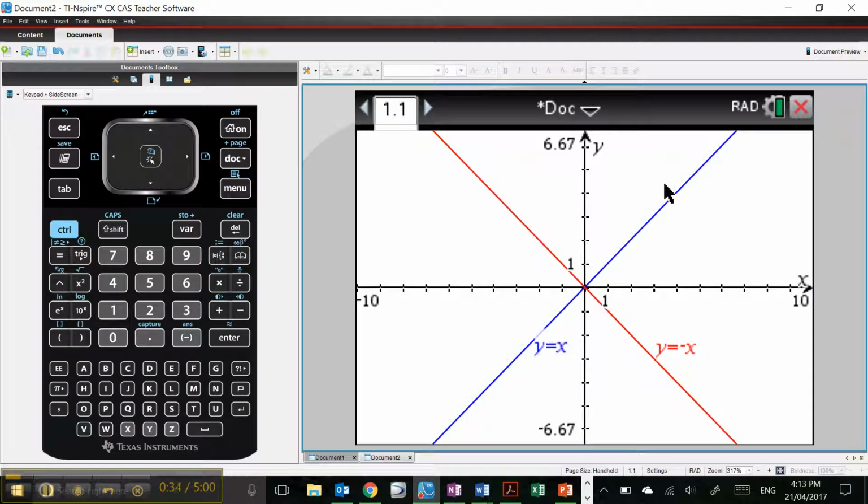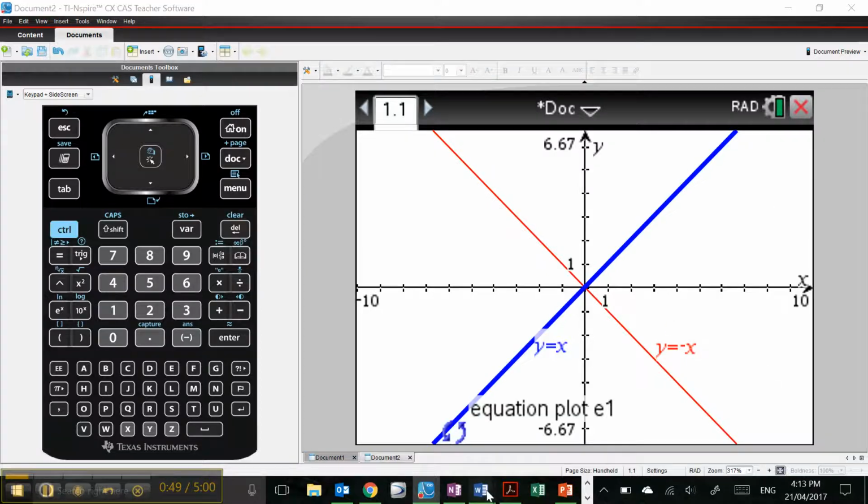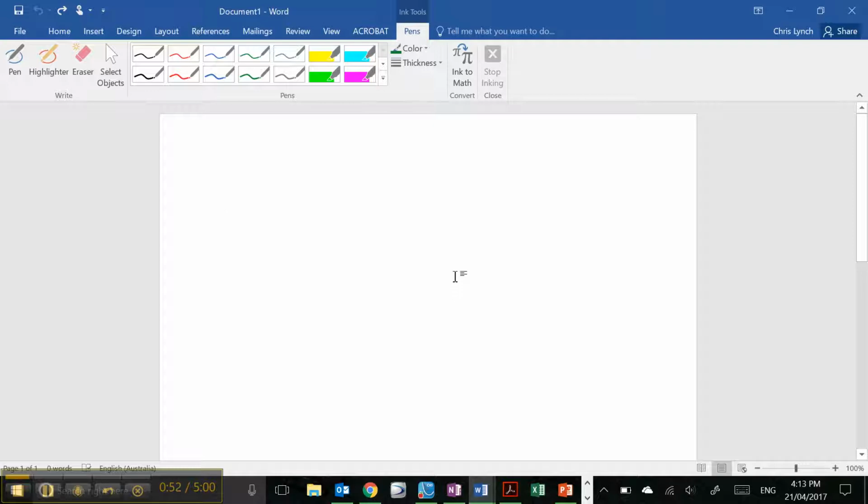When the gradient increases, obviously it gets steeper, and when it decreases, it gets more horizontal. However, what happens if we have a horizontal line or a vertical line? Well, to do that, I will need to prove it in here.